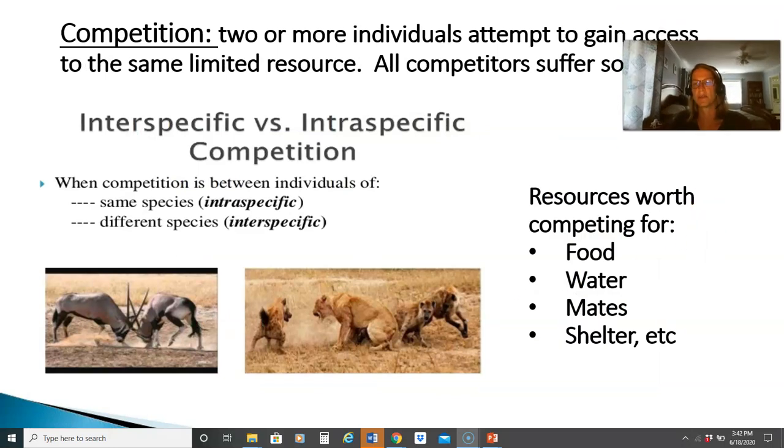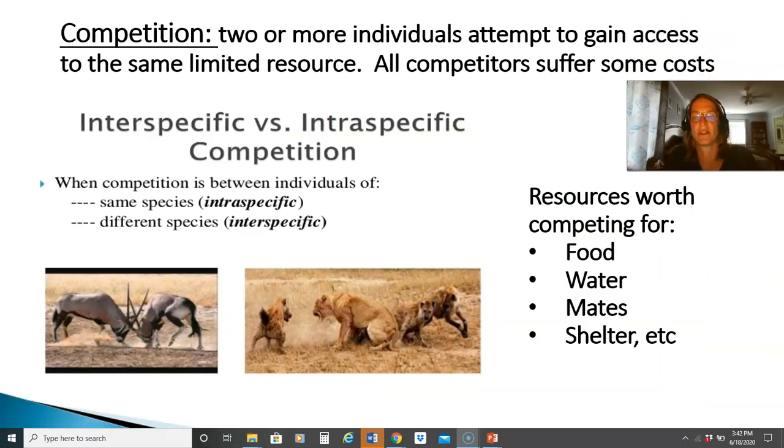So like I said, we're going to spend a little bit of time talking about competition for this video. And I've given you a similar definition, but you can write down this one. This is sort of more official. Competition: two or more individuals attempt to gain access to the same limited resource. All competitors suffer some costs.